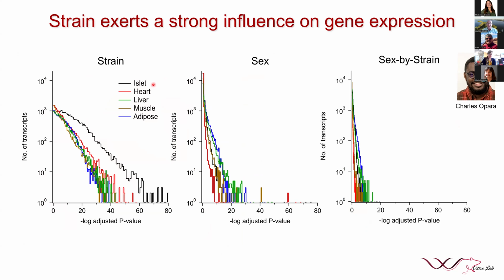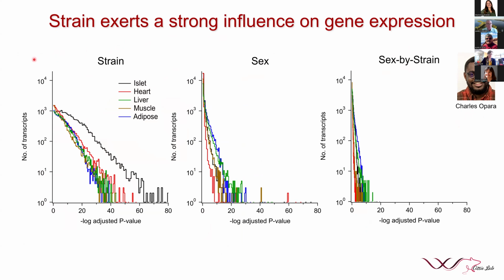And what I'm showing you here is Charles Opara, who was a student in the lab, computed an ANOVA in each of these tissues to identify which transcripts were influenced by strain background, sex, because we had both sexes of all of those 8 mice, or by sex by strain interactions. And I'm going to show you an example of this as well.